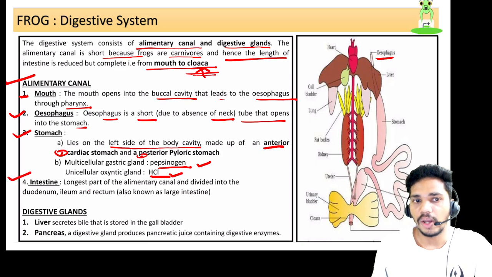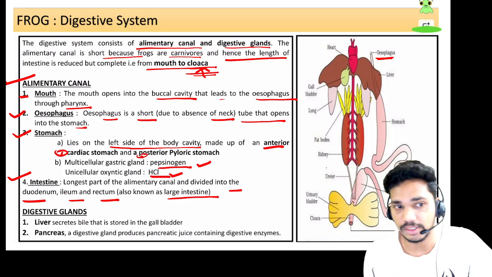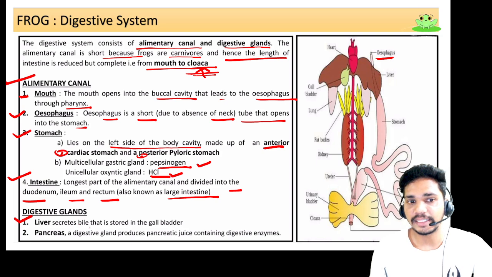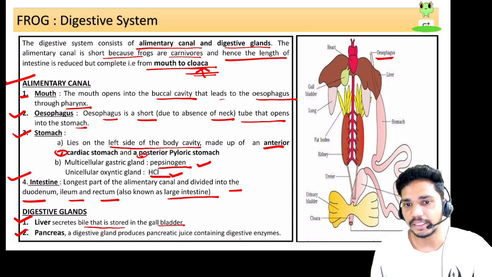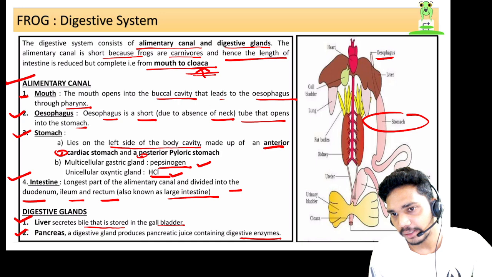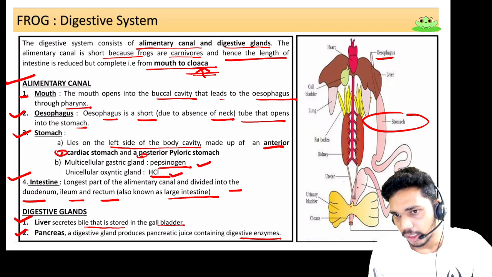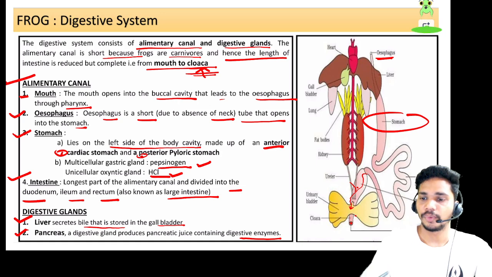Now the intestine is the longest part of the alimentary canal and is divided into the duodenum, ileum and rectum, also known as the large intestine. Among the digestive glands, the liver secretes bile that is stored in the gallbladder. The pancreas, a digestive gland, produces pancreatic juice containing digestive enzymes. Can you see the stomach here, then the intestine, a larger part, here is the rectum, and they open into the cloaca. The urinary bladder is also joined here, and urine also comes from here. The urinary passage is also there, and they open into the cloaca, which further opens into the cloacal aperture.